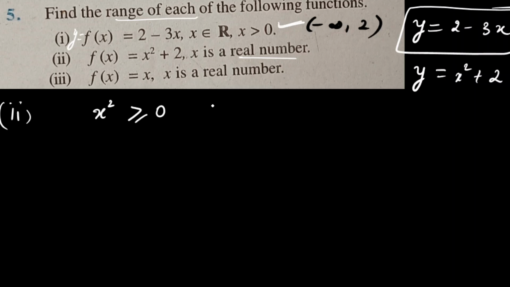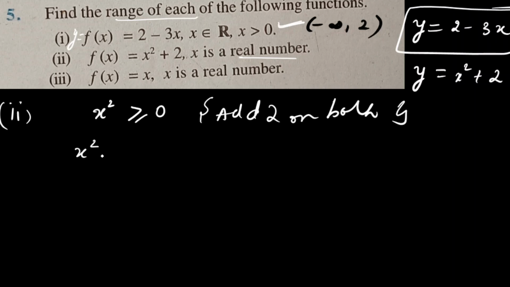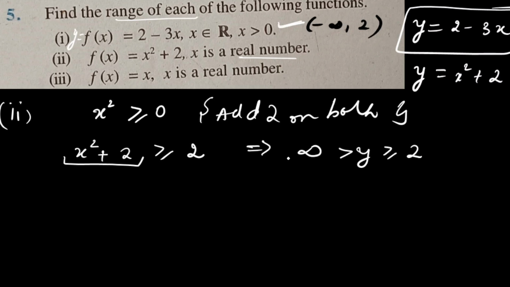We need x square plus 2. So for that we'll add 2 on both sides. When I'm adding 2 on both sides, I get x square plus 2 is greater than or equal to 2. If something is greater than or equal to 2, that means the least value of this is 2. This is y. I can write y is greater than or equal to 2. If it is greater than or equal to 2, that means it is less than positive infinity.